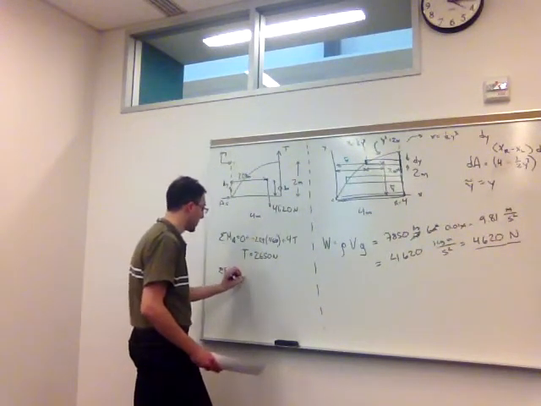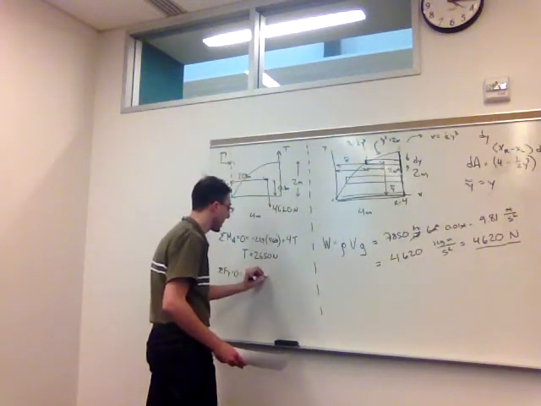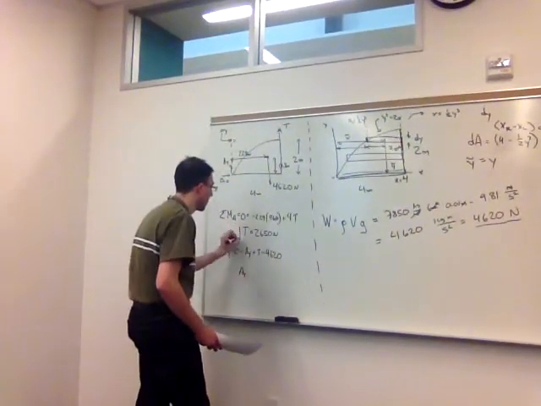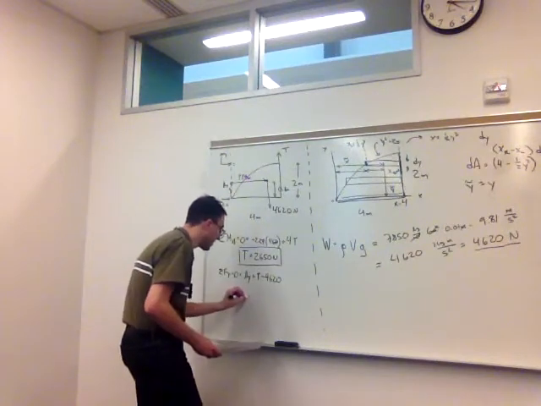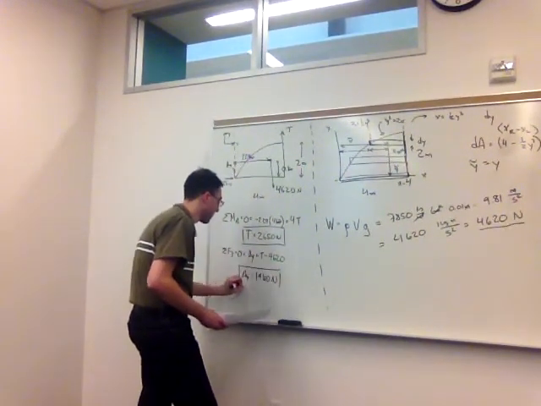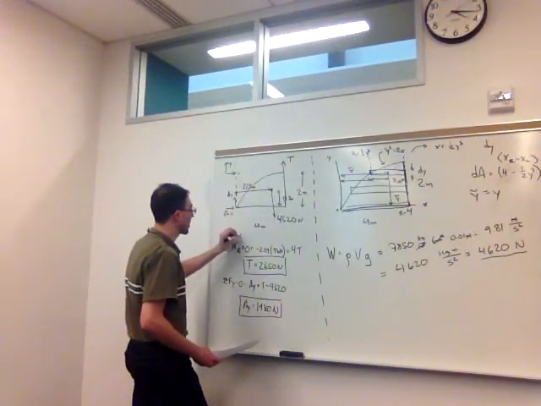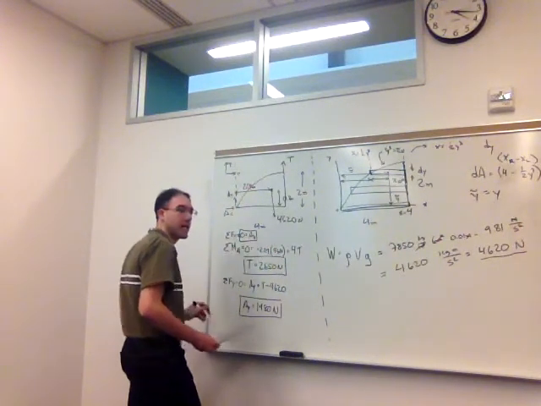The sum of forces in the y direction is 0, so AY plus T minus 4620 equals 0. So AY is going to be 1,980 newtons. And in the x direction, we only have AX in this problem, so AX has to be 0.